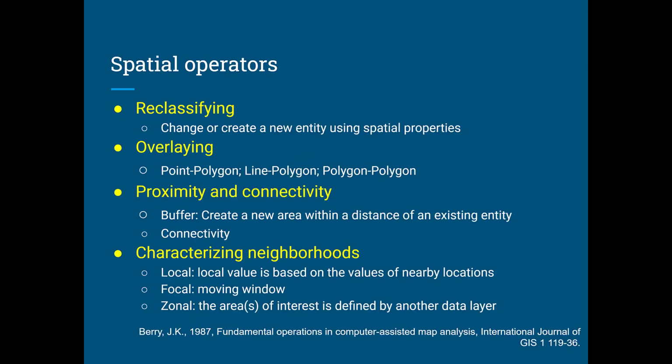Like our vector spatial analysis, you have a few groups of spatial operators that are commonly used: for example, reclassification, overlay, proximity, and connectivity. You can also characterize neighbors, assigning a new value to your target pixel based on the neighboring information. Let me show you several diagrams here to show you the basic idea, and in our virtual lecture, I'm going to show you with examples.